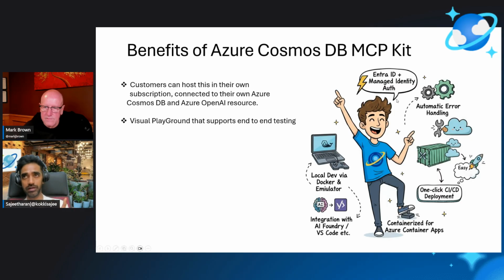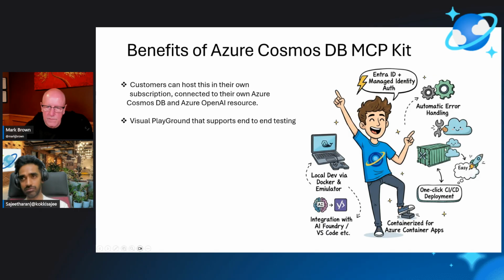Again, we support managed identity. This is one of the best practices that we enforce customers to follow. So we have the Entra ID integration, so you don't have to do anything manually. This is already embedded. And then we also handle errors automatically. Like in the deployment process, if you come across any issues, we recommend guidance on how to avoid these errors and deploy the MCP toolkit successfully.